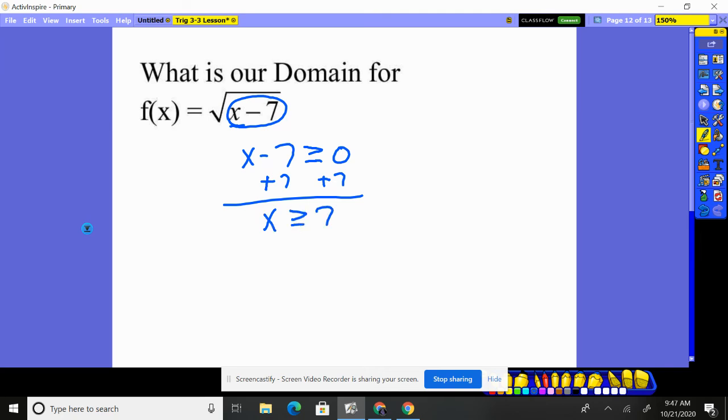So in this problem, we say, hey, everybody that is bigger than or equal to 7 works. Now, the way we write this is we say it's all real numbers such that X is greater than or equal to 7. That's how we do them.